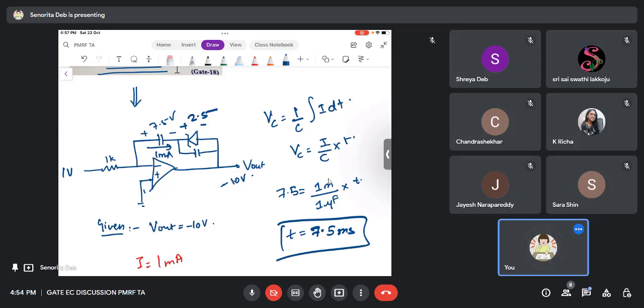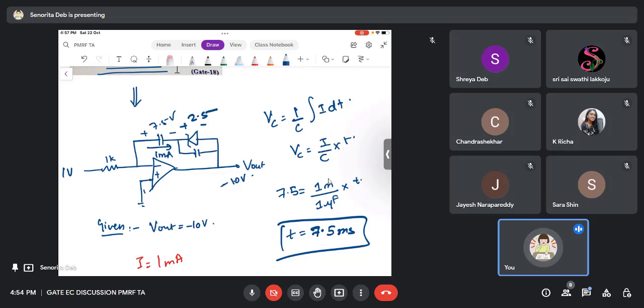Okay. So I hope this question is clear. We first found the current through this capacitor. Okay. And then they have asked time when V out will be minus 10 volts. We have taken minus 10 at V. So the time where V out is at minus 10 volts, the capacitor voltages are like this, right? So 2.5 is what across Zener diode.